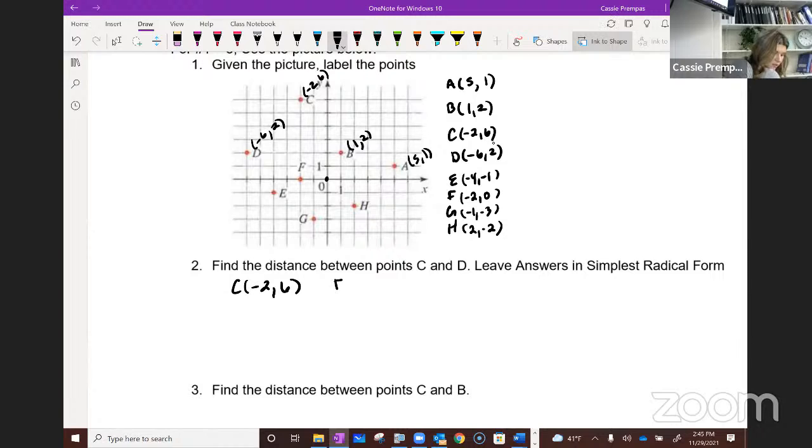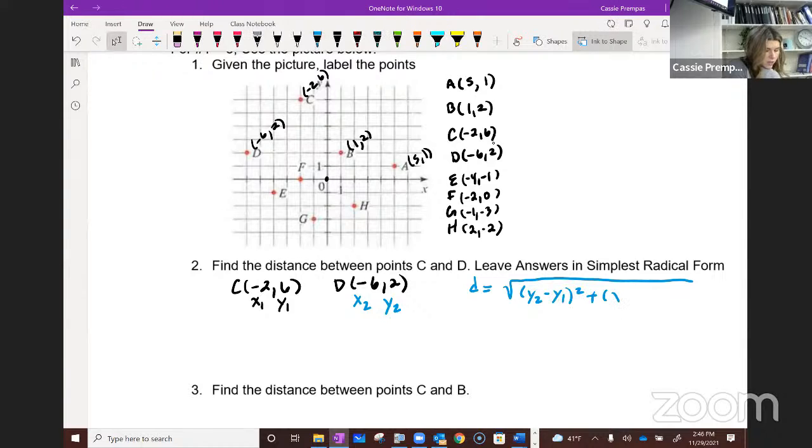Point D is at -6, 2. You would call one point, it doesn't matter which one, but you have to call it x1, y1 because it's your first point. And the second point, you would call x2, y2. Because we just wrote down the distance formula and we do have to commit it to memory, I'll write it again: the square root of quantity y2 minus y1 squared plus quantity x2 minus x1 squared.